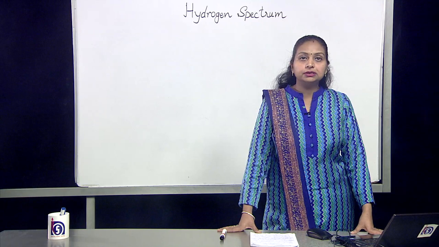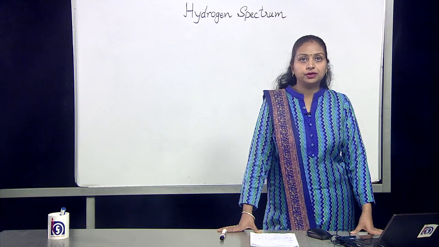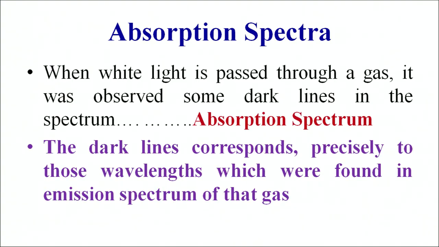In contrast to this, there is an absorption spectra. That is, when white light is passed through a gas, it was observed that some of the lines in the spectra were dark. That is, we get dark lines in the bright spectrum. And this was known as absorption spectrum.